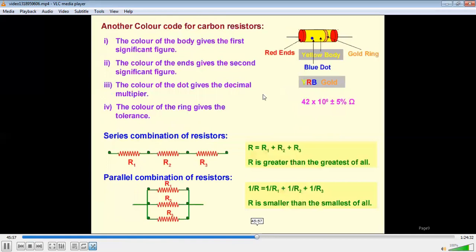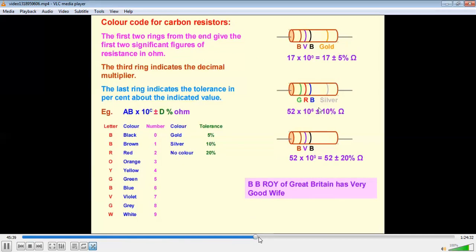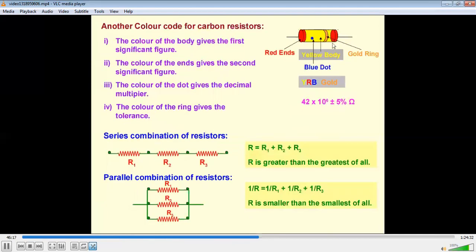Now another color code for carbon resistance. The color of the body gives the first significant figure. So the body is actually blue. The color of the ends gives the second significant figure. The color of the dot gives the decimal multiplier.